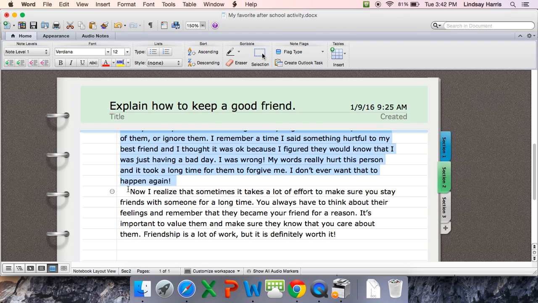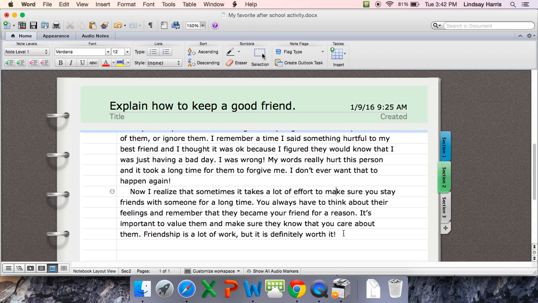Now I want to wrap it up with my "now I realize." So after that experience that I just talked about, what did I learn? What did I realize? So I indent it again because I've moved to a new paragraph. "Now I realize that sometimes it takes a lot of effort to make sure you stay friends with someone for a long time. You always have to think about their feelings and remember that they became your friend for a reason. It's important to value them and make sure they know that you care about them. Friendship is a lot of work, but it is definitely worth it."